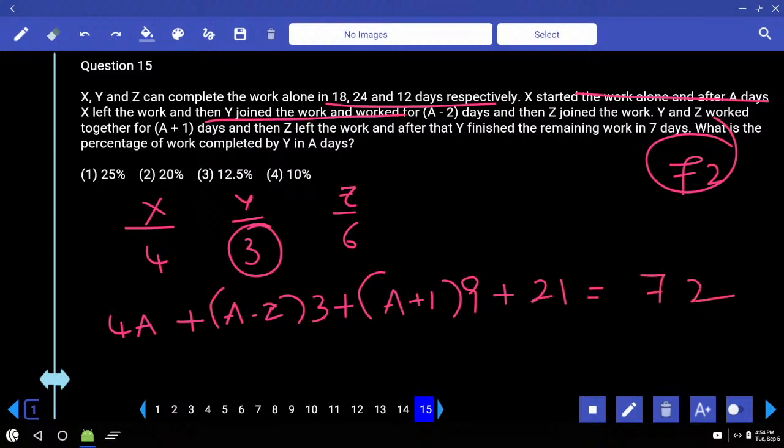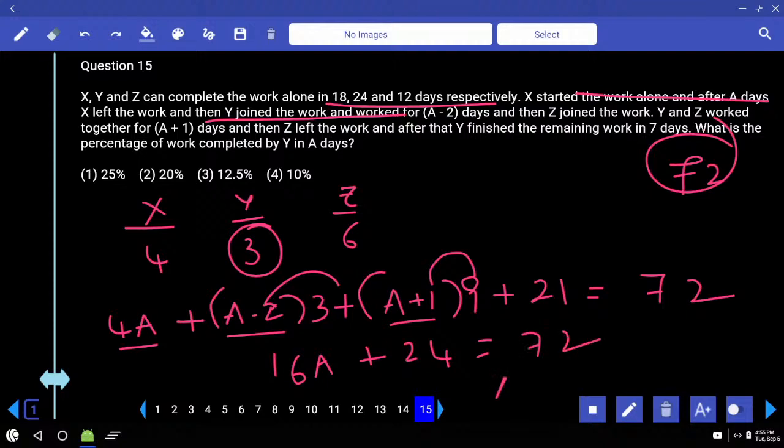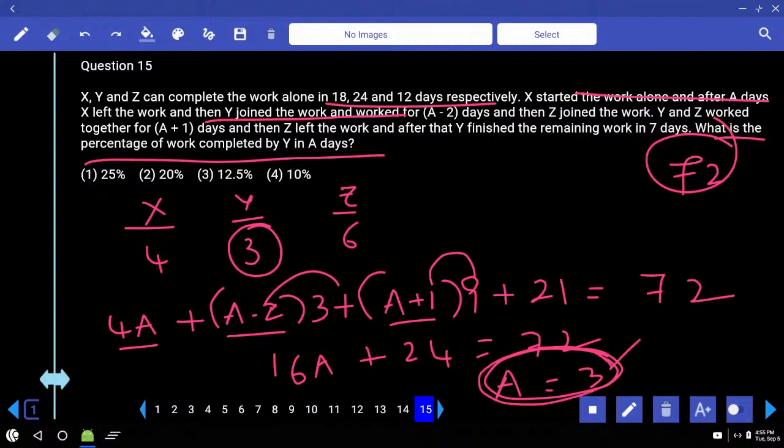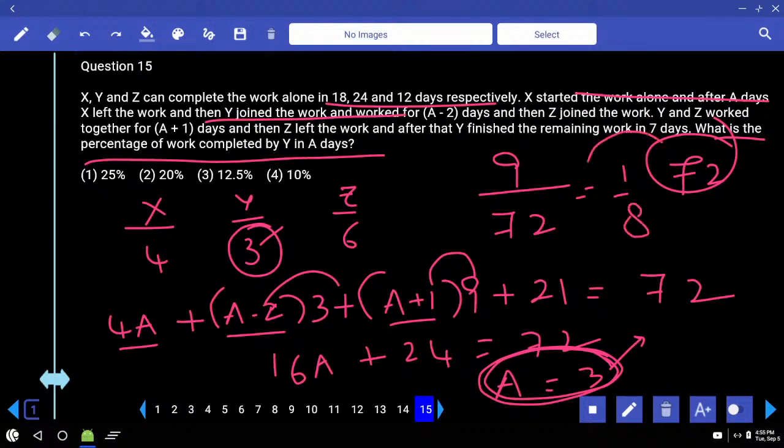72. So here 4A plus 3A, 7A plus 9A, 16A, minus 6 plus 9, plus 3 plus 21, 24, equal to 72, so 48, A equal to 3, isn't it? If A is 3, what is the percentage of work completed by Y in 8 days? Y worked 3 days, 3 into 3, 9 parts out of 72 parts. 1/8 of the work will be completed, which is 12.5%.